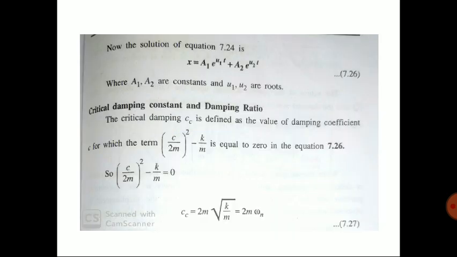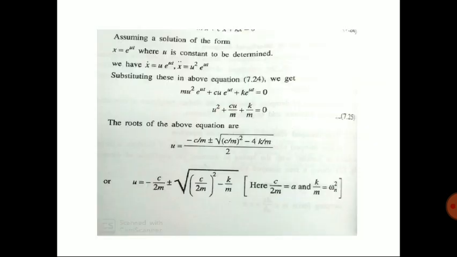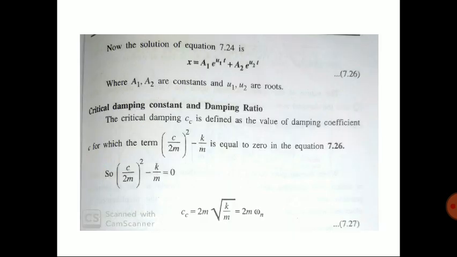So the standard form of the differential equation, when x equals a1 e raised to m1 t plus a2 e raised to m2 t, is when the differential equation has two different roots. That is, we already know the standard form x equals c1 e raised to m1x plus c2 e raised to m2x. The same form is written here, where a1 and a2 are constants, and m1 and m2 are the roots.